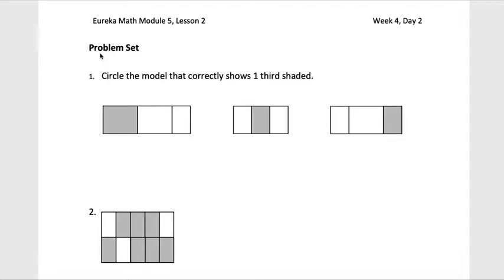Now, which one shows us 1/3? They all show us 3 pieces, or each part is cut into 3 pieces. But only one of them shows us equal pieces. You need to circle that one.